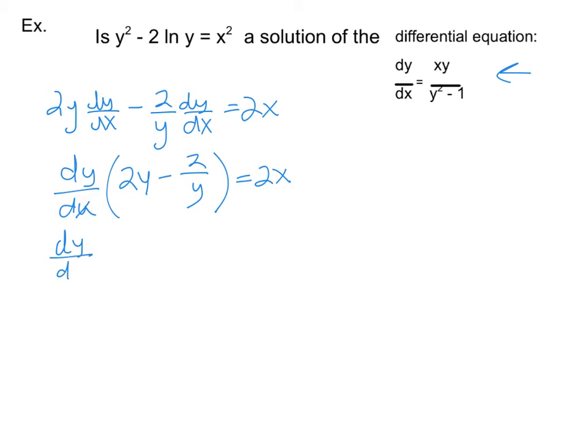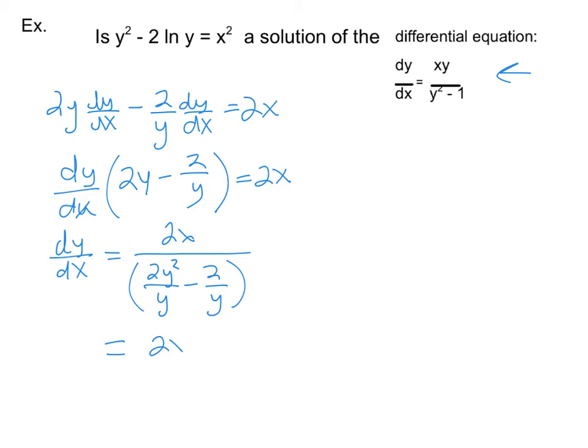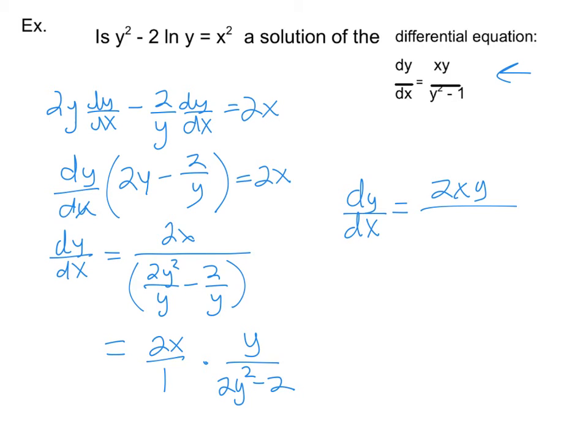So I have dy/dx equals 2x over, and then to get a common denominator, I would have 2y squared over y minus 2 over y. So that's both of them over y. So I would have 2x over 1 times y over 2y squared minus 2. And then, since all of that's multiplication, I would have dy/dx equals 2xy over 2(y squared minus 1). The 2's cancel now because it's multiplication, and I end up with this. So yes, it is a solution.